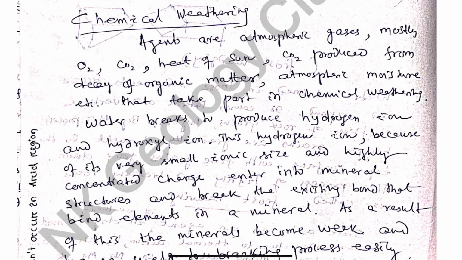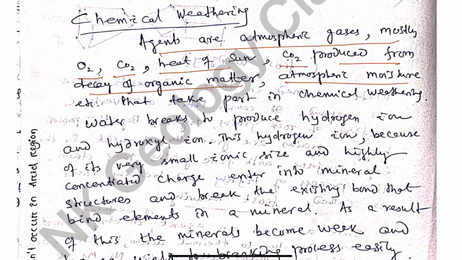Here the agents are the atmospheric gases such as oxygen, carbon dioxide, heat of the sun, carbon dioxide produced from the decay of organic matter, and atmospheric moisture. So these are the agents that take part in chemical weathering.